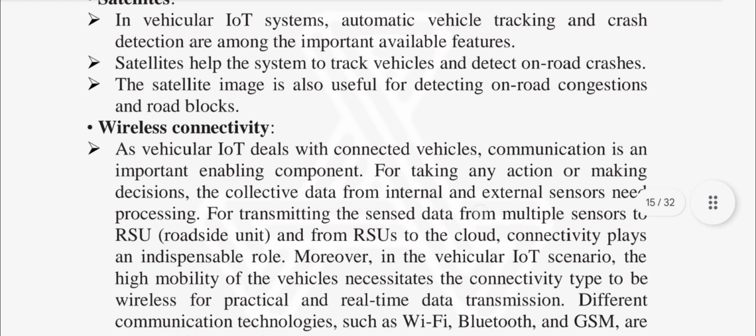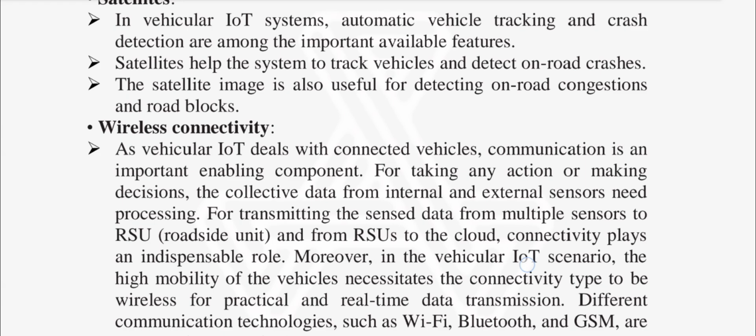Satellite: in a vehicular IoT system, automatic vehicle tracking and crash detection are among the important available features. Satellites help the system to track vehicles and detect on-road crashes. Satellite imaging is also useful for detecting on-road congestions and roadblocks.